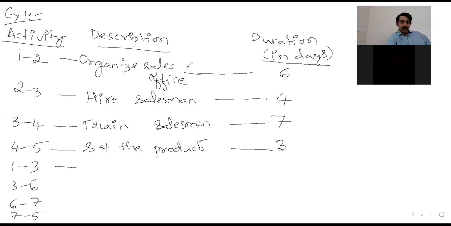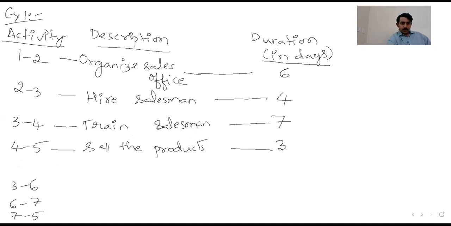Okay, just one correction here. You can just make one correction. This 1-3 activity, you don't require this. So start with the 3-6 activity. I hope I'm making it clear. So just erase the 1-3 activity. That is not required. We'll start with 3-6.